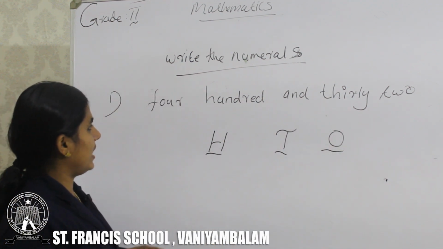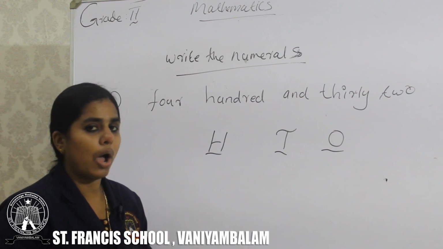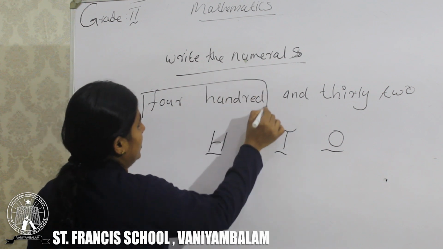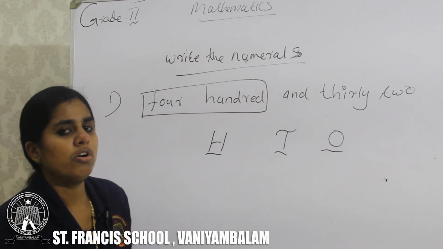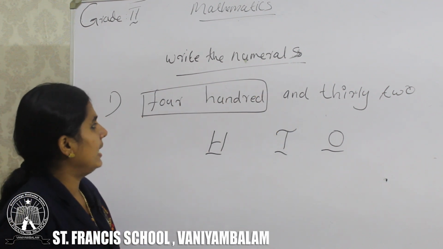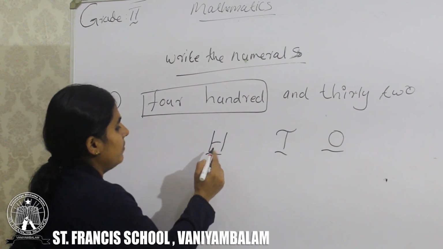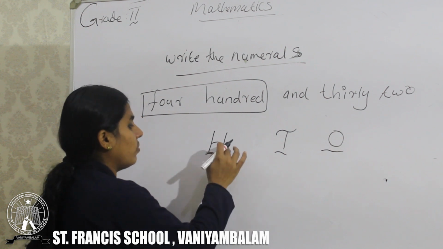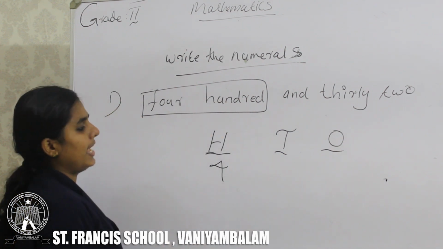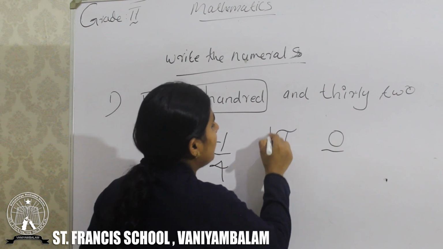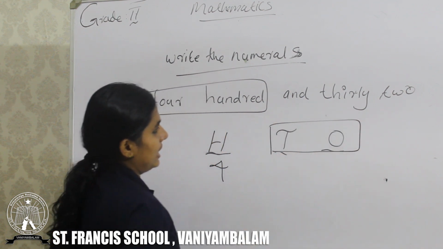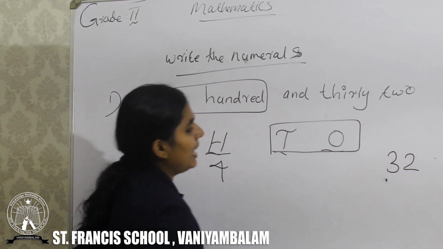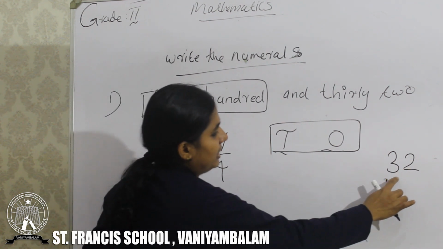Now, in the hundreds place we have which number? How many hundreds here? 400. Then below this hundreds place, which number do we want to write? Number 4. That is 400. Next, we want to take the tens and ones part together. Here we have which number? Number 32.